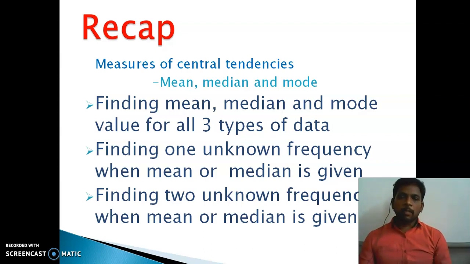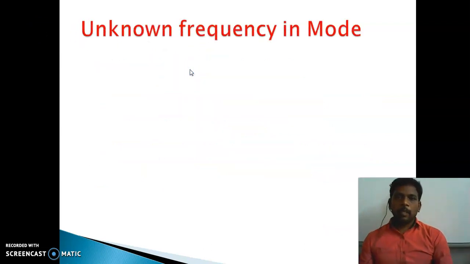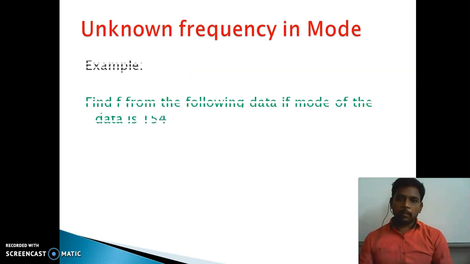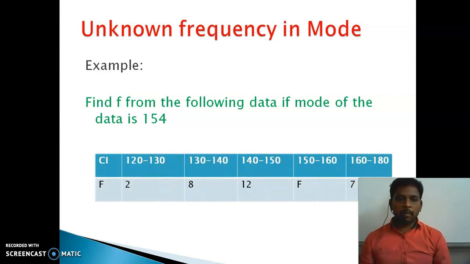Today we are going to see how we can find an unknown value or missing frequency when the mode is given, right? So that is our today's topic: unknown frequency in mode. So look at the example. Find f from the following data if the mode of the data is 154.